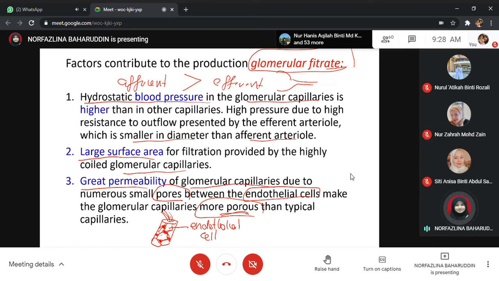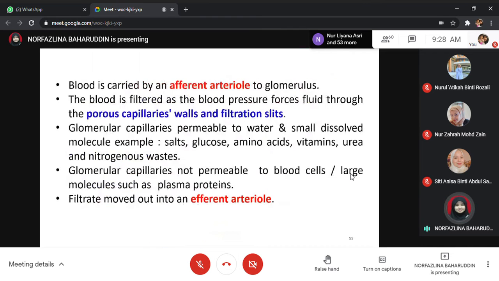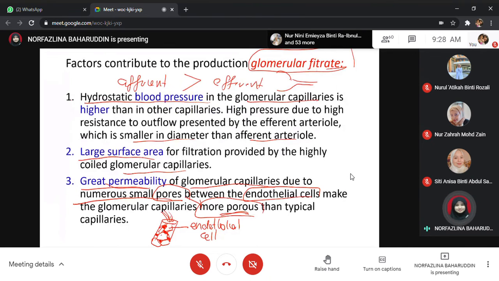Okay, because numerous pores here, we call it porous. That's what it means. So that's why it is permeable. All these are factors that contribute to the production of glomerulus filtrate.